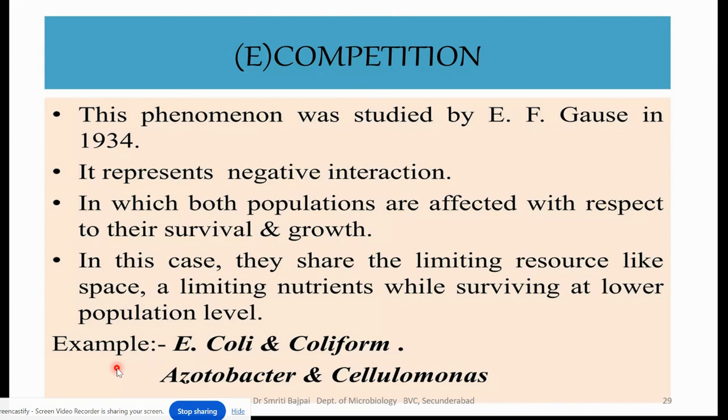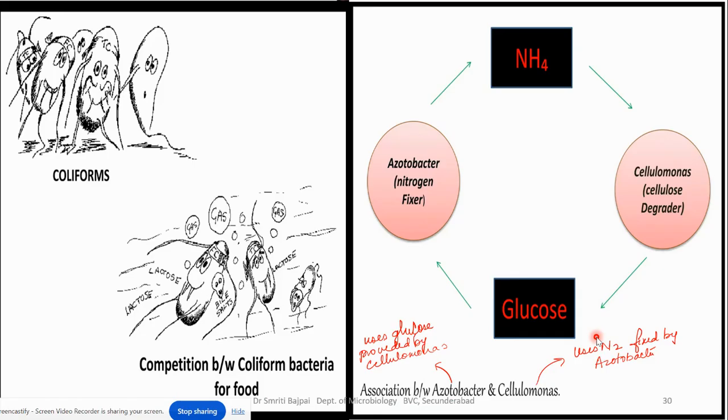Now coming to competition, which is also a very important microbial interaction. It was studied in 1934, and it represents a negative interaction. Here both populations are affected with respect to their survival and growth. They share limiting resources like space and limiting nutrients while surviving at a lower population level. So they compete for the same limiting resource. An example is E. coli and coliform, competing for the food source, and Azotobacter and Cellulomonas.